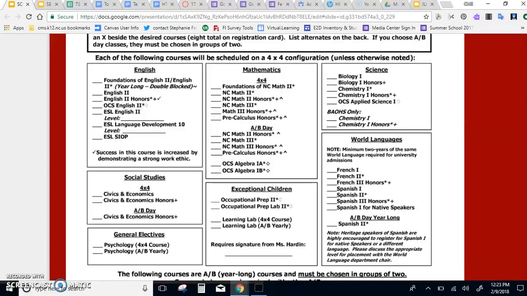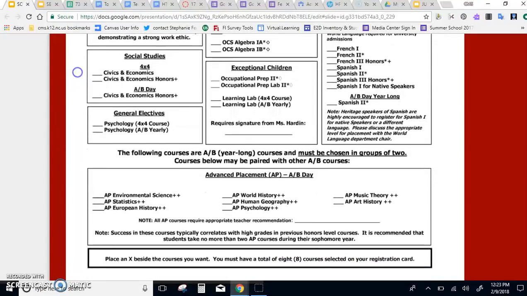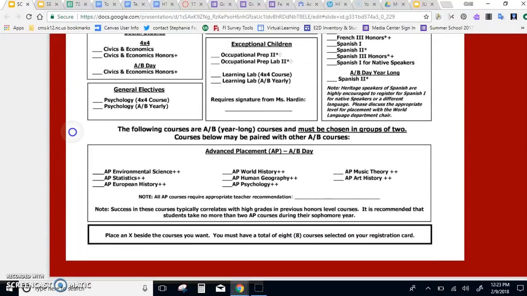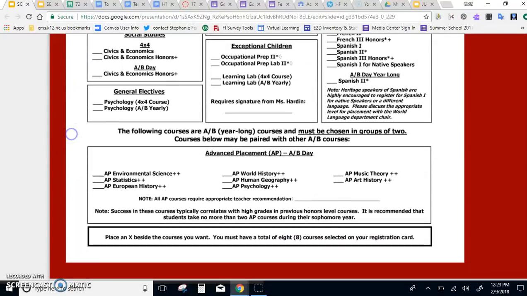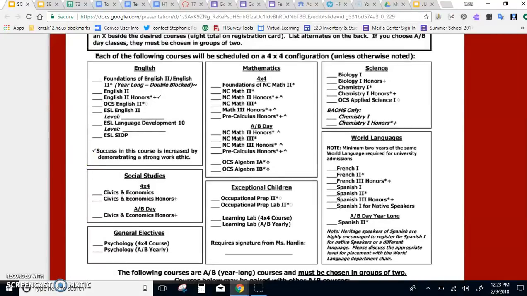Now let's look at the science section. You have 4x4 courses to choose from as well as AP courses. The AP Science courses are listed at the bottom of the card. You should have completed chemistry prior to taking AP Environmental Science. Next, let's look at social studies.